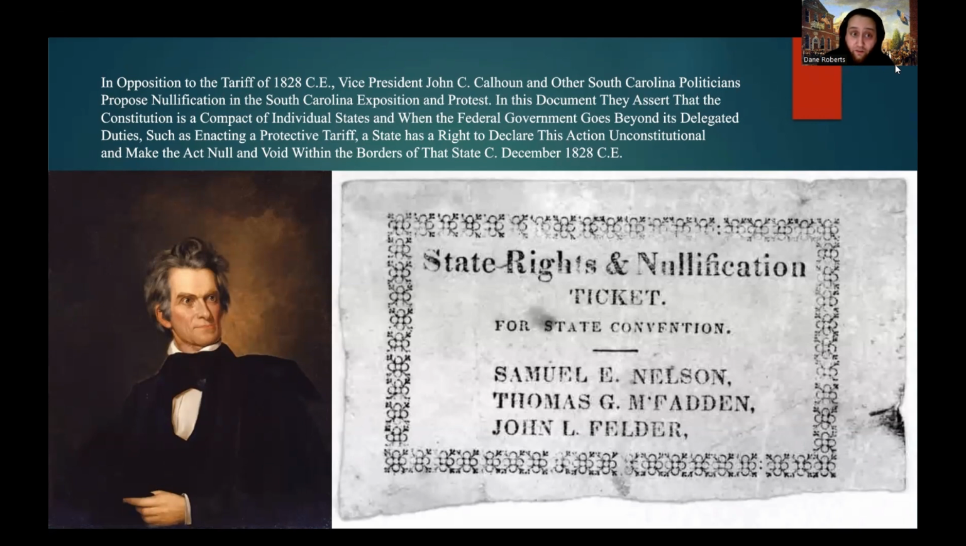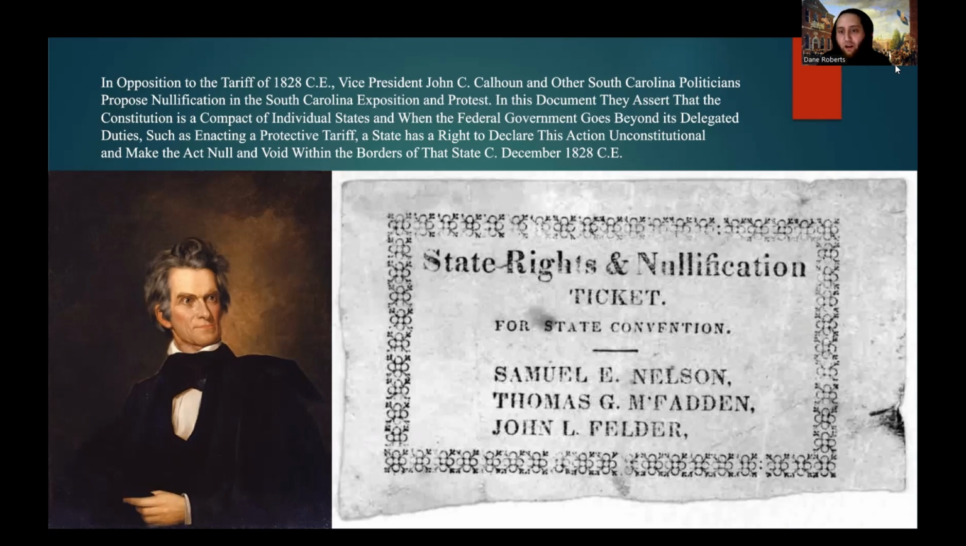In opposition of this tariff, Vice President John C. Calhoun and other South Carolina politicians would propose nullification in the South Carolina Exposition and Protest. In this document, they asserted that the Constitution is a compact of individual states, and when the federal government goes beyond its delegated duties, such as enacting a protective tariff, a state has a right to declare this action unconstitutional and make the act null and void within the borders of the state.